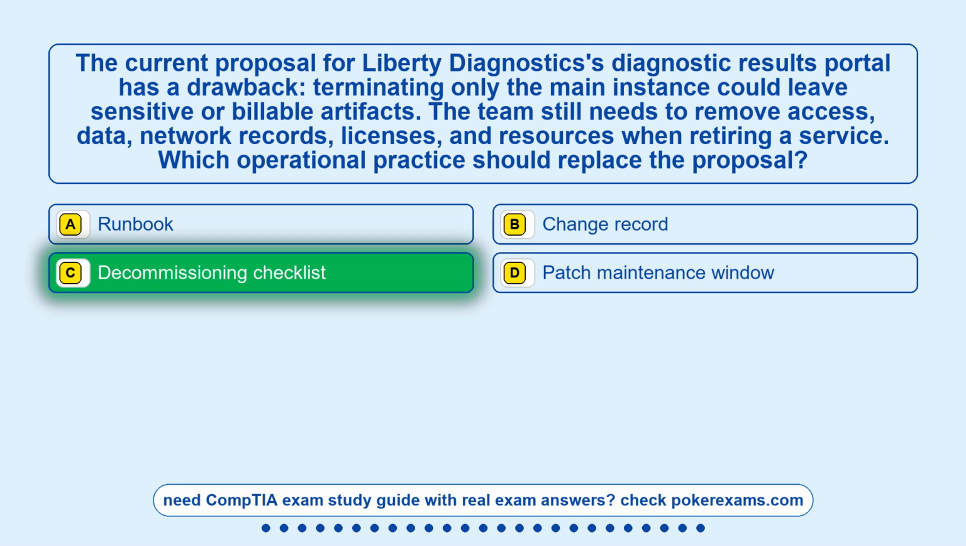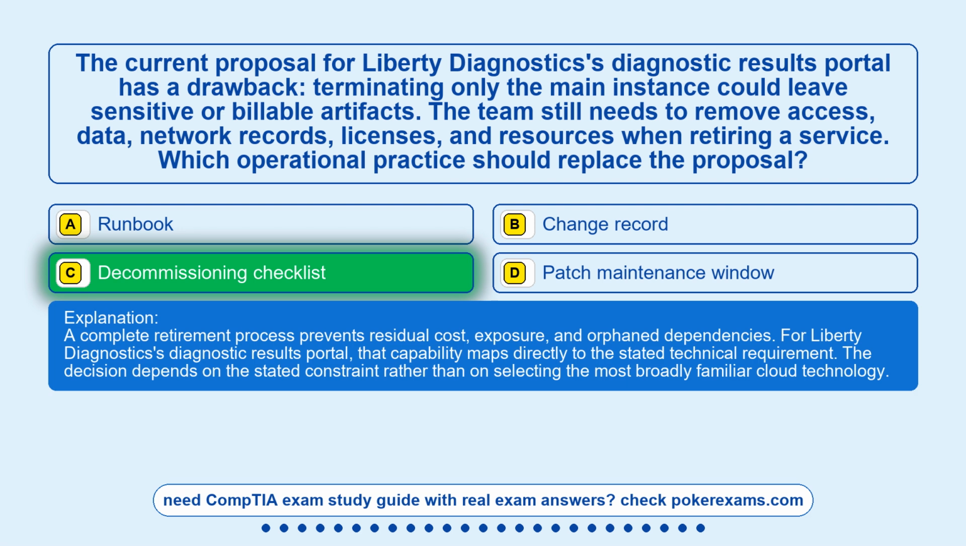The correct answer is option C, decommissioning checklist. A complete retirement process prevents residual cost, exposure, and orphan dependencies. For Liberty Diagnostics' diagnostic results portal, that capability maps directly to the stated technical requirement. The decision depends on the stated constraint rather than on selecting the most broadly familiar cloud technology.